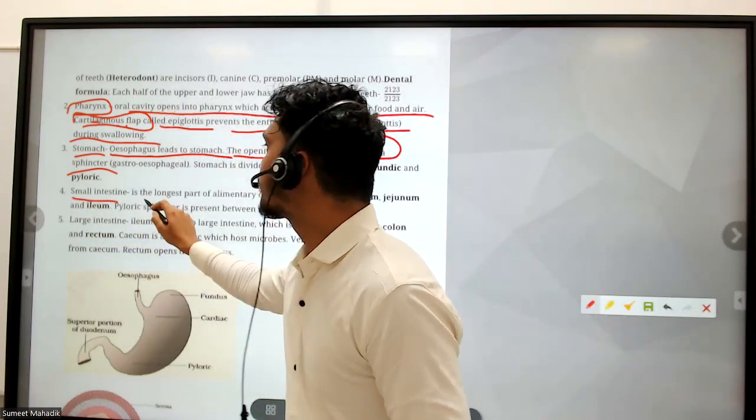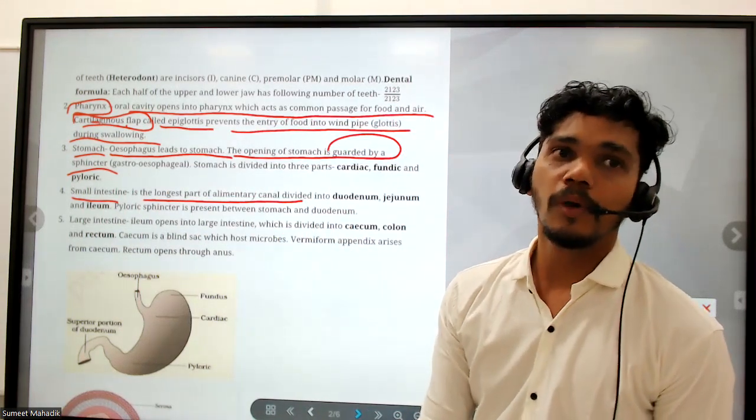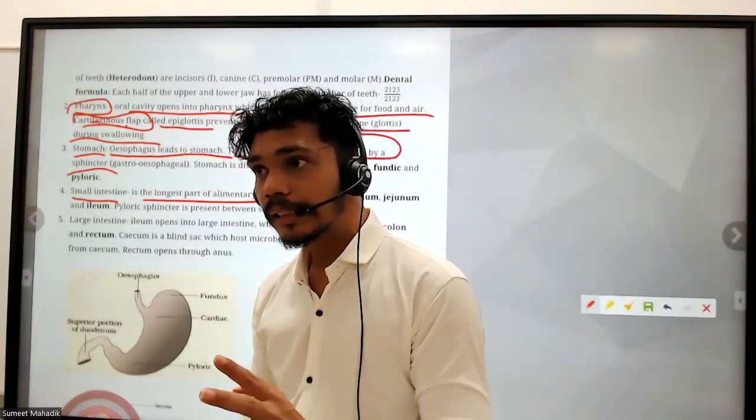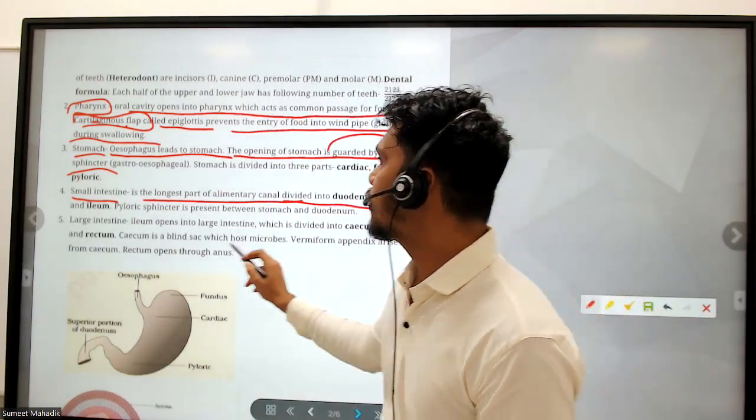So the small intestine is the longest part of the alimentary canal. Who is the longest part of the alimentary canal? Or can I say area of absorption? Yes. Can I say that? So it can be divided into the duodenum, jejunum, and the ileum.